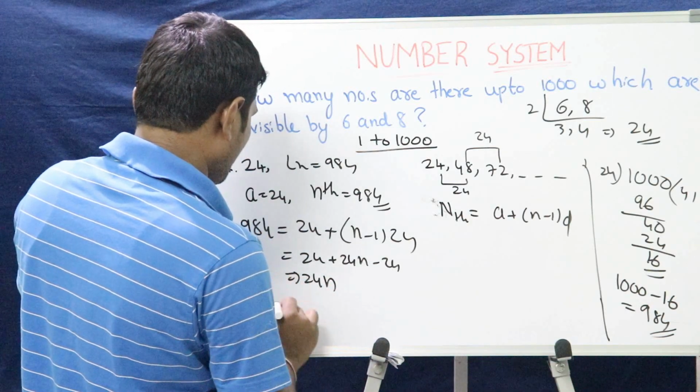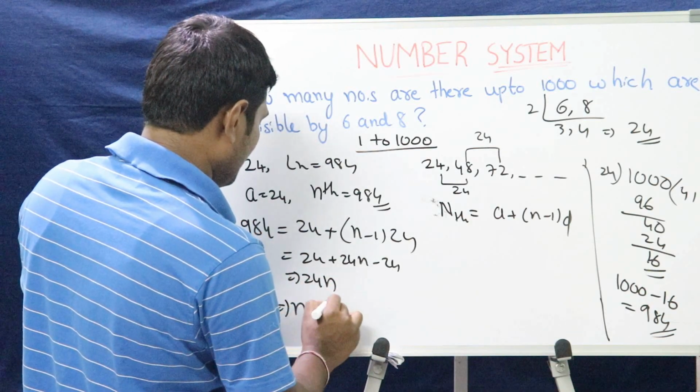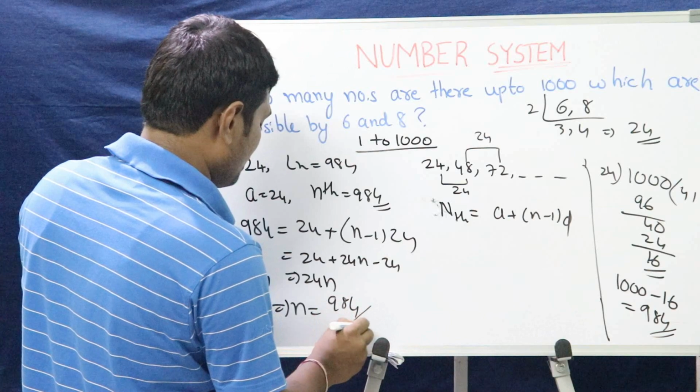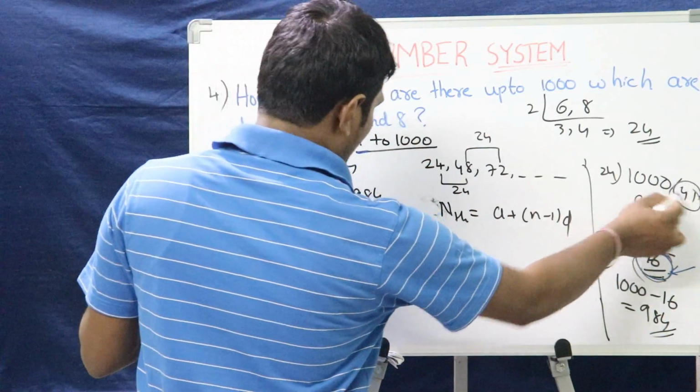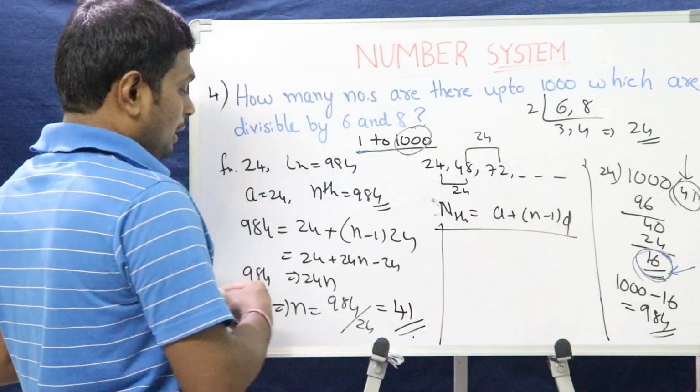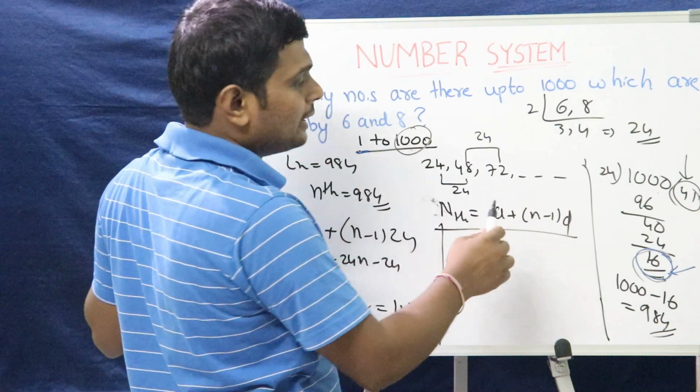984 is equal to 24n, and what is the n here? 984 divided by 24. We have already done it, right? What will we get? 41. How can we solve this one quickly?